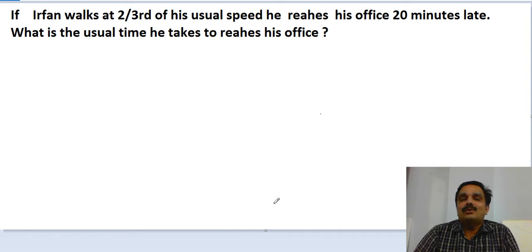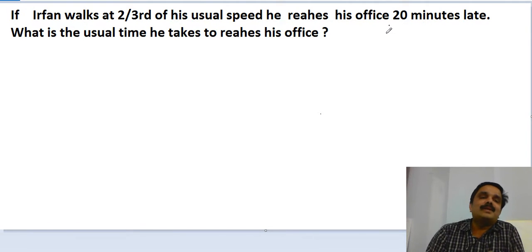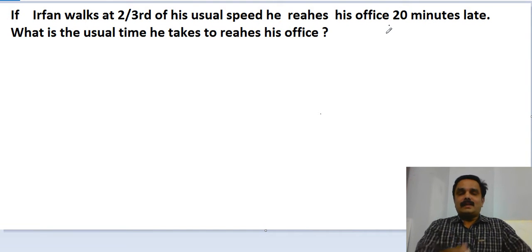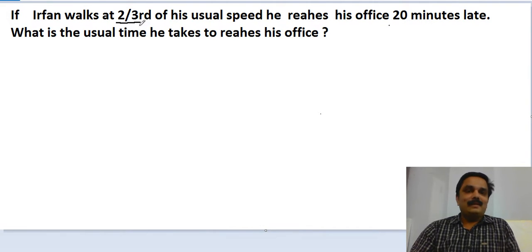Now when he's going with less than his usual speed, then what happens? Obviously he reaches his office late, means he takes a little more time. He reached office 20 minutes late, means he has taken 20 minutes more than the usual time. All right, now what is the usual time he takes to reach his office? To go for this one, just now we have discussed this is 2 by 3rd of his usual speed. Obviously this speed is less than his usual speed.